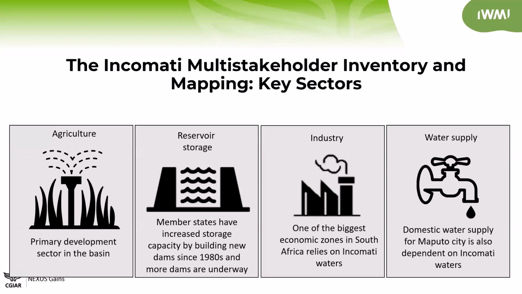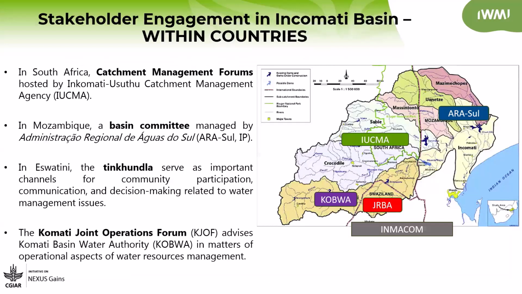we saw that agriculture is the primary development sector in the basin, but we also have to look into reservoir storage, dams. Some are being built and they will change how water is allocated or distributed. Industries: we have economic zones in South Africa, and big sugarcane plantations in Mozambique. And we also have domestic water supply. You cannot forget that people need water to drink, and in Maputo City in particular, water supply is dependent on Incomati waters.